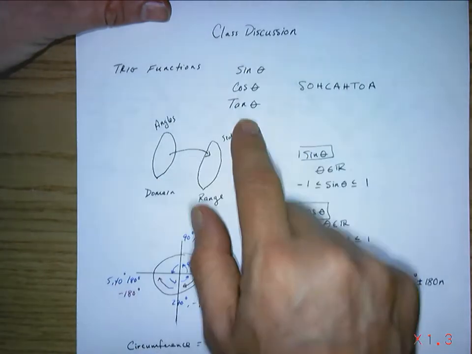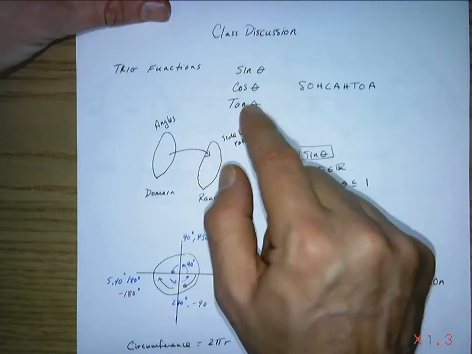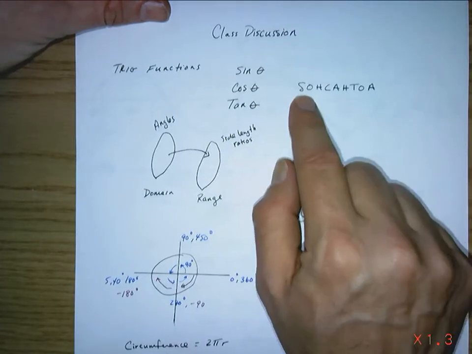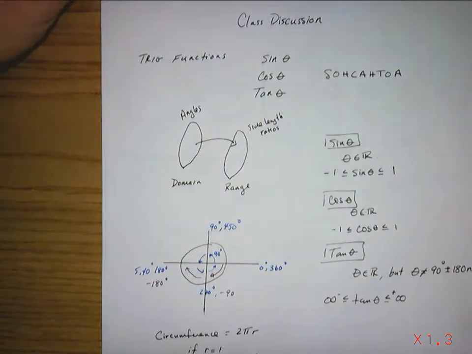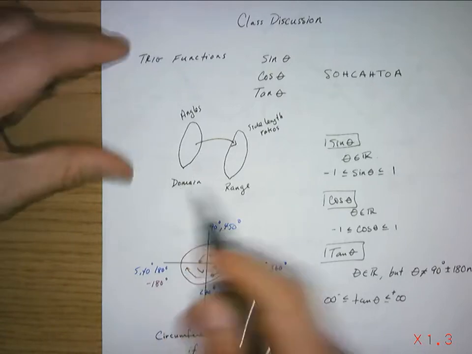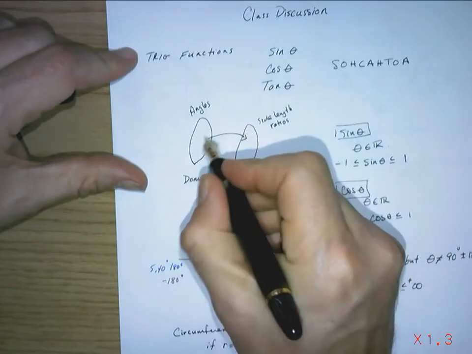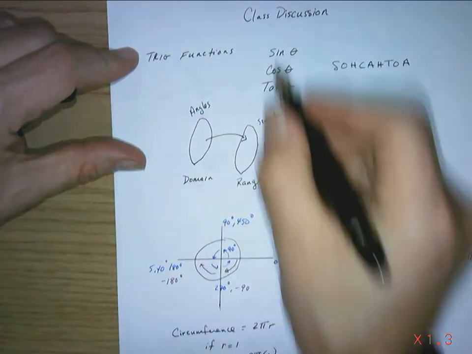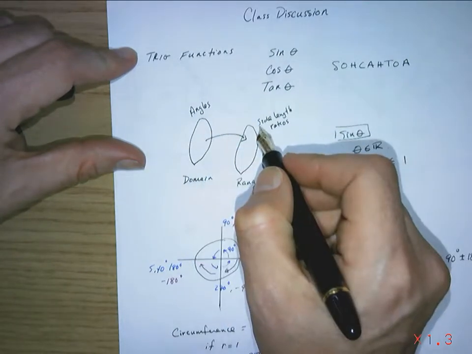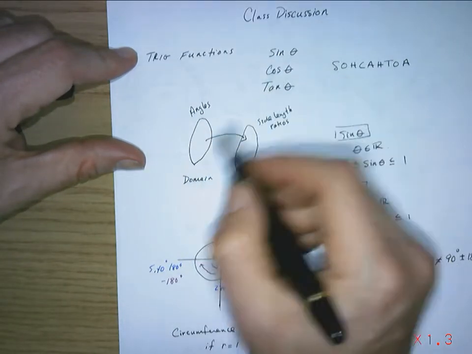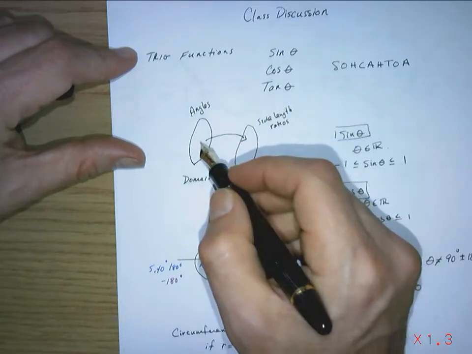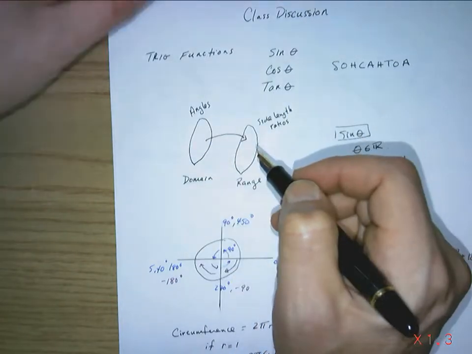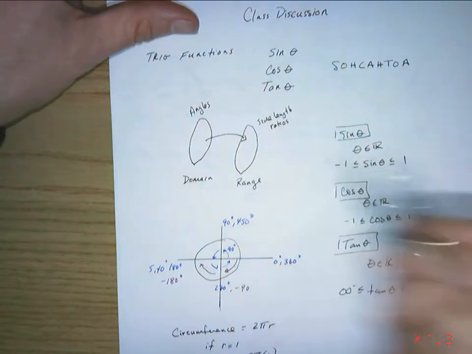There were the three primary trig functions: sine, cosine, tangent. These are the ones that we remember from SOHCAHTOA. These came from the right angle triangles. We then talked about the fact that they are functions, so they have a domain and they have a range, and they take angles over to side length ratios. So the sine takes an angle to a side length ratio of opposite over hypotenuse. Cosine takes an angle over to the side length ratio of adjacent over hypotenuse, and tangent takes an angle over to a side length ratio of opposite over adjacent.